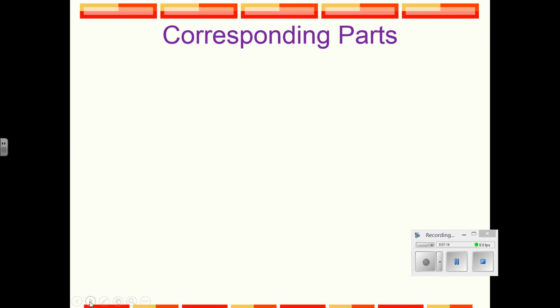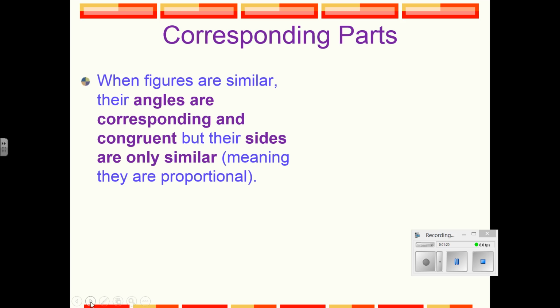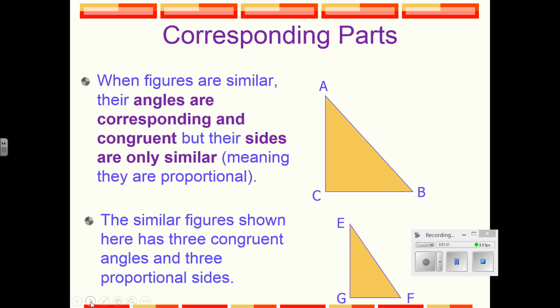Okay, so they still have corresponding parts, just like congruent polygons did. So when figures are similar, their angles are corresponding, that means in the same spot, and congruent, but their sides are only similar, meaning that they are proportional. So if you said, in this case, that triangle ABC was similar to triangle EFG.